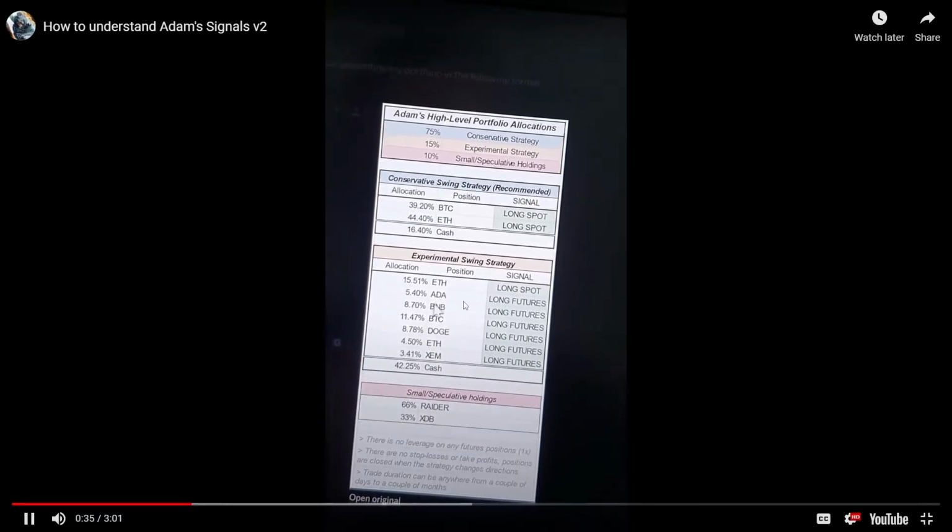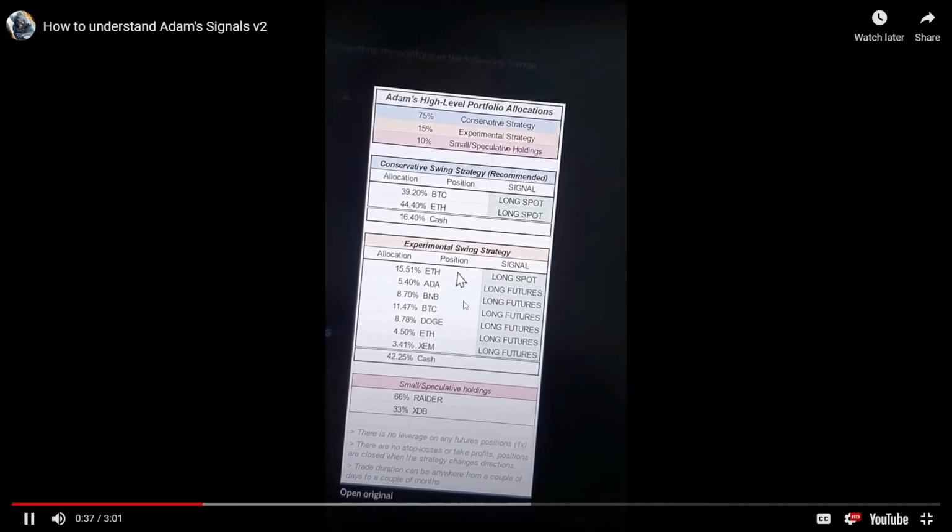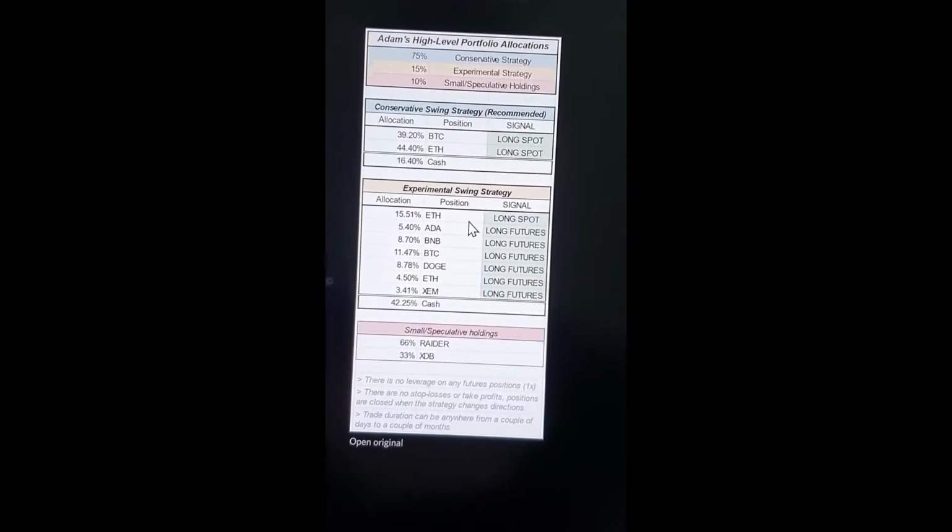However, if you want to follow the experimental strategy, I cannot stop you. It performs higher than the conservative strategy. However, I do not know if the subcomponents are still stable. It's quite new, so play that with a bit of caution. And the small speculative holdings are just long-only bags that I don't manage actively. Both of these strategies, the conservative strategy and the experimental strategy, are active strategies, so they're being actively managed.